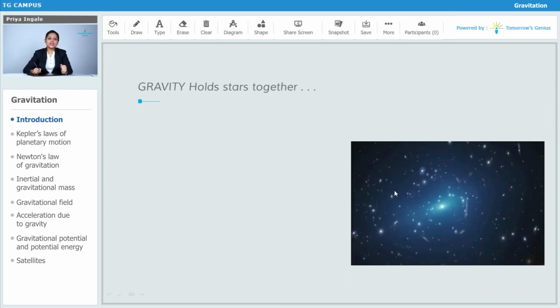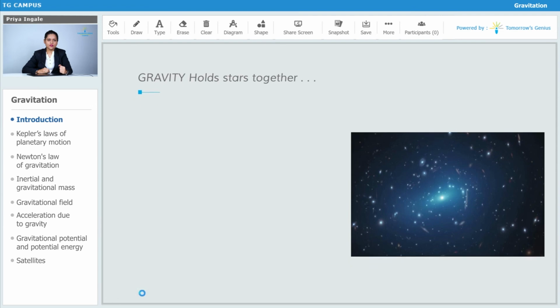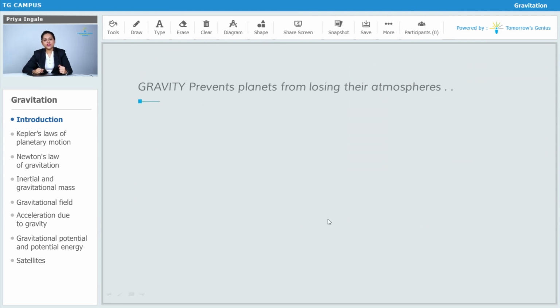Then we also know that stars are there, and they are moving towards each other, or they are at a distance from each other. That is also because of gravity. Then we know that earth has an atmosphere. Earth is a planet, right? And earth has an atmosphere up to a certain distance. So if planets have an atmosphere, that is also because of gravity, that air particles are held by the gravity of that planet. Then we have galaxies, and those galaxies are also bound together by gravity.